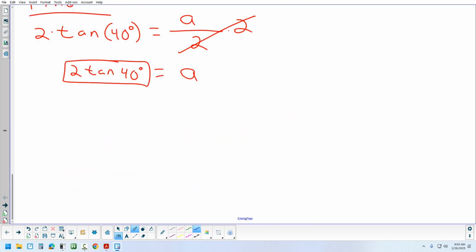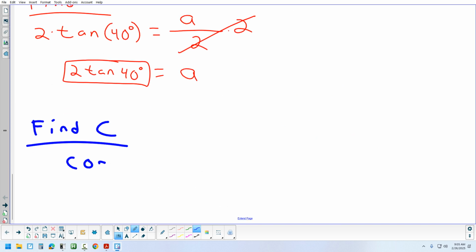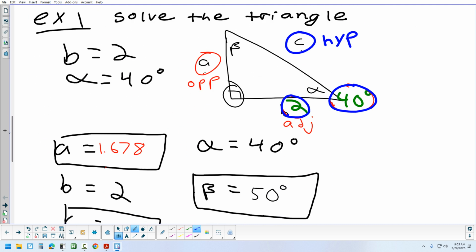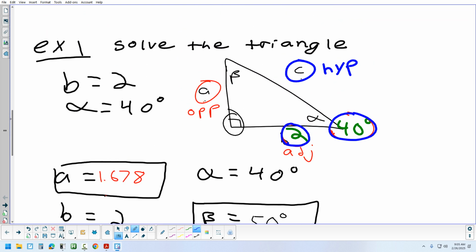All right, so now to find C, look at the side that you're trying to find. Look at the name of it. Look at the side that you know. And figure out which trig function has adjacent and hypotenuse in it. Cosine. Cosine, yep. So you write the trig function, leave room for your angle, and then leave room for your fraction. Okay, the angle is the same angle we used last time, 40 degrees. And cosine is adjacent over hypotenuse. So what's going to go on the other side? Yep. 2 over C.